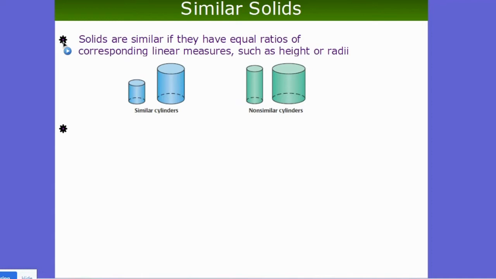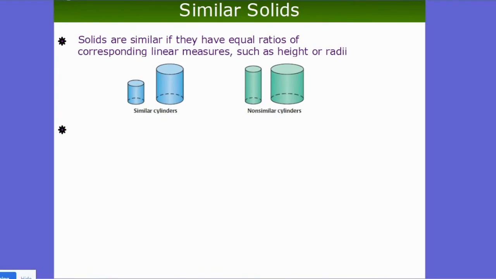This video will discuss working with similar solids. Just like planar figures, you can have solid figures, 3D figures that are similar to each other. How do you know they're similar? If they're ratios of corresponding linear measures, such as a height or a radius. So a linear measure, that's something you can measure with a yardstick or a tape measure or a ruler. It's how many centimeters or inches.